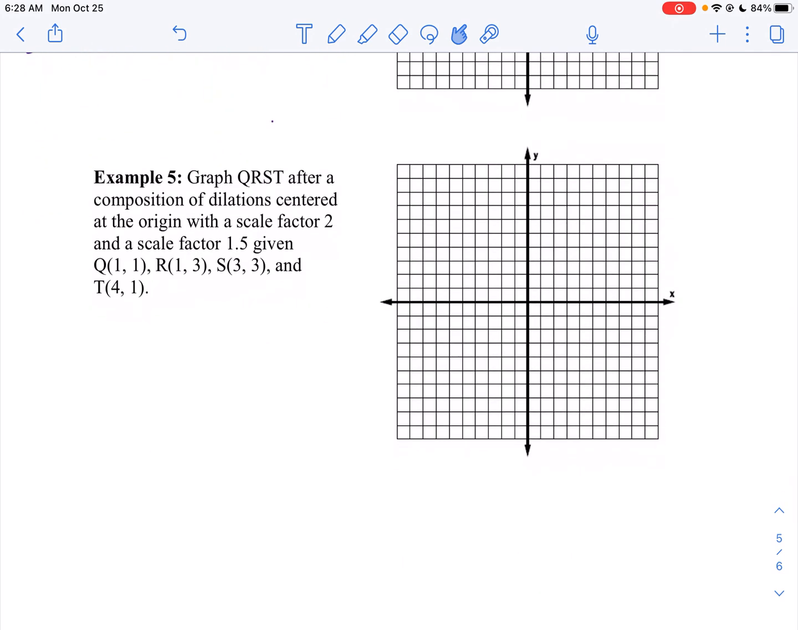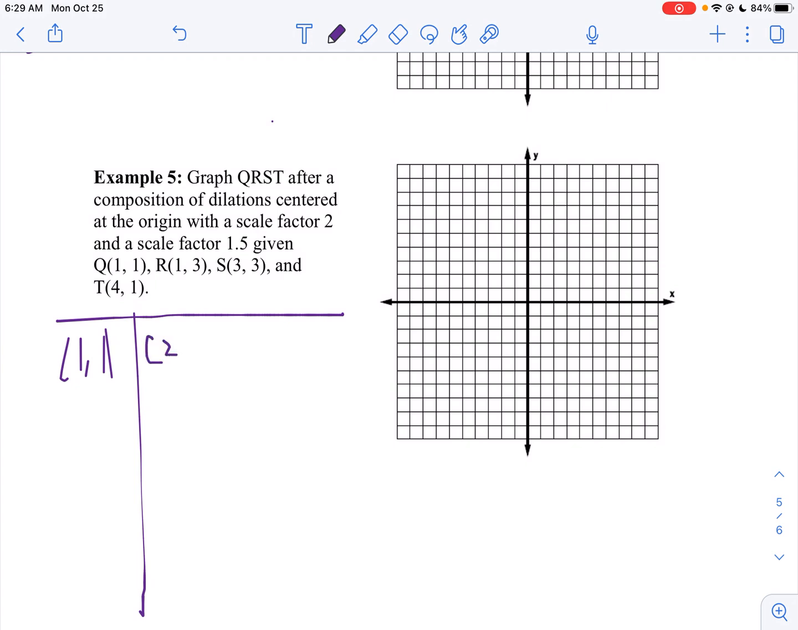This time I want to graph QRST after a composition of dilations centered at the origin with a scale factor of 2 and a scale factor of 1.5. So I'm going to do 2 of them. So first I'm going to start here. I think I'll put this in a table. So I'm going to start with 1, 1. And I'm going to double that. So that'll be 2, 2. And then I'm going to take it times 1.5. So that'll put me at 3 and 3.